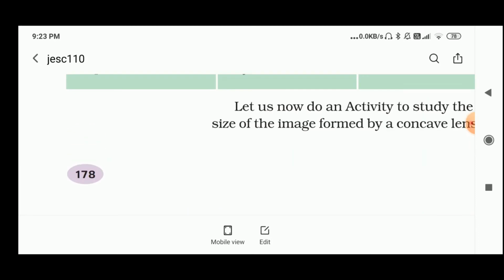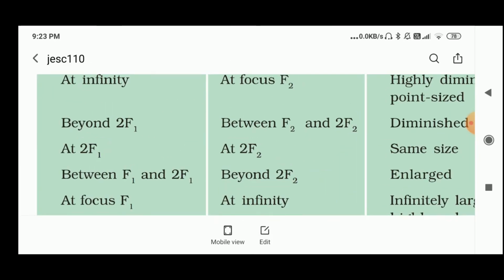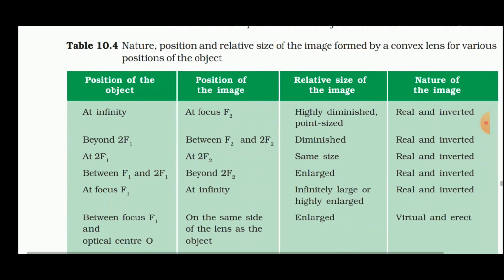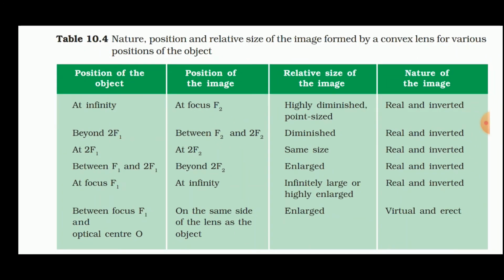Observe this table. When the object is at infinity, the image is formed at focus f2. The relative size of the image is highly diminished, point size. It is real and inverted. When the object is at focus f1, the image is formed at infinity. The relative size of the image is infinitely large or highly enlarged, and again the image is real and inverted. If the object is beyond the center of curvature, that is beyond 2f1, the image is formed between f2 and 2f2, again real and inverted.